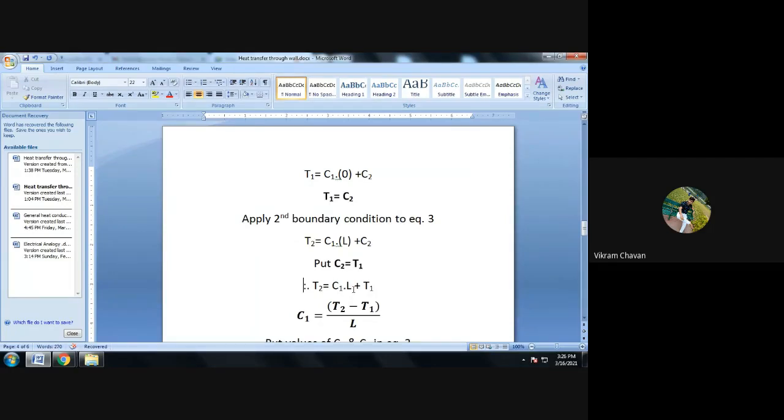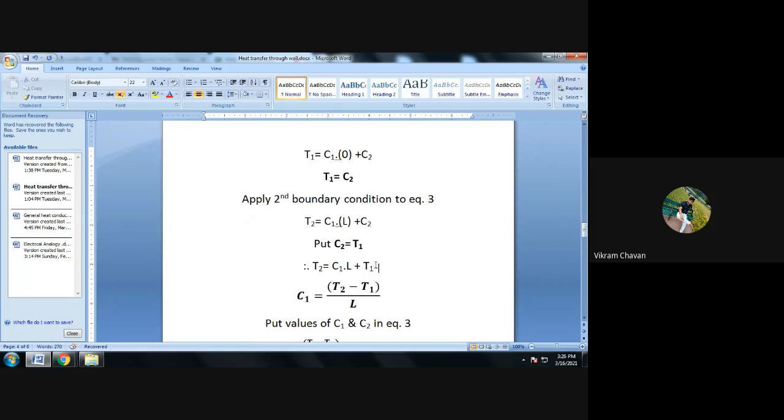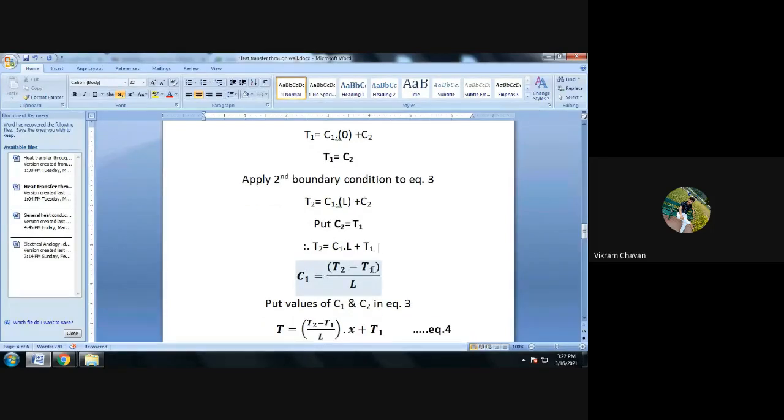T2 is equal to C1 multiplied by L plus T1. After formulating this equation in the form of C1 only, we have to transfer this T1 to this side. So it will become T2 minus T1, and here the C1 multiplied by L term will remain. If we transfer this L to this side, we will get the equation in the form of C1. So C1 is equal to (T2 minus T1) divided by L.